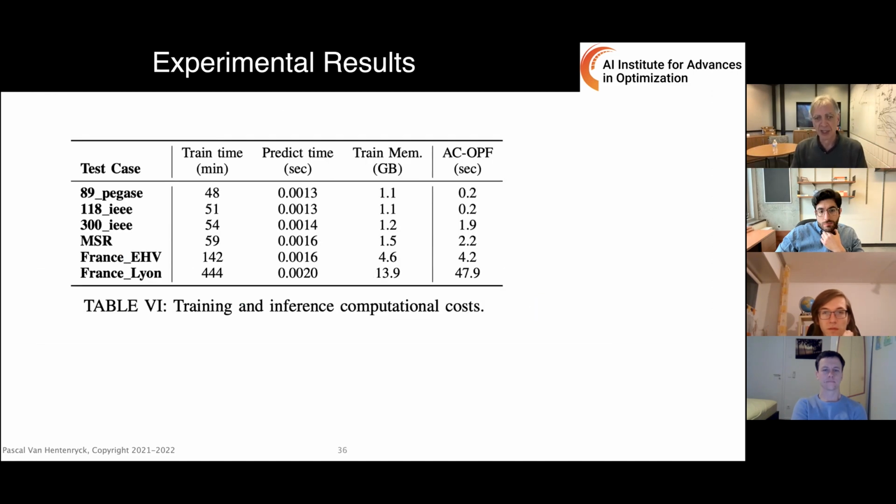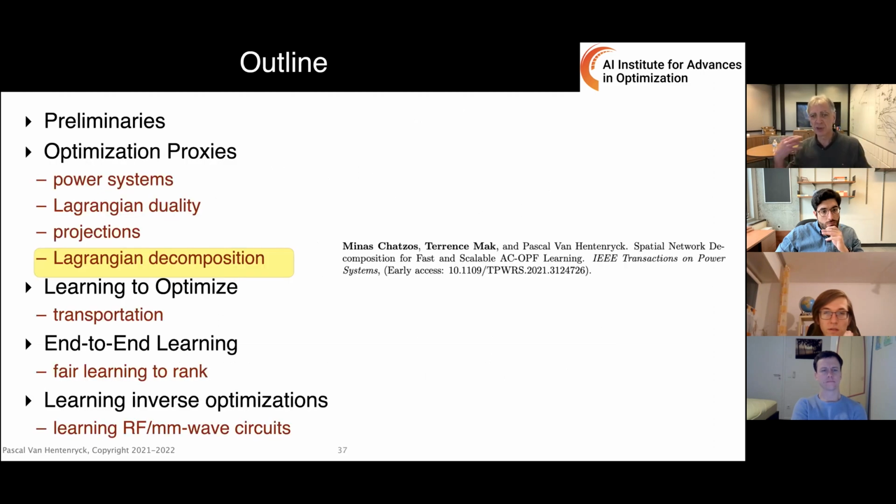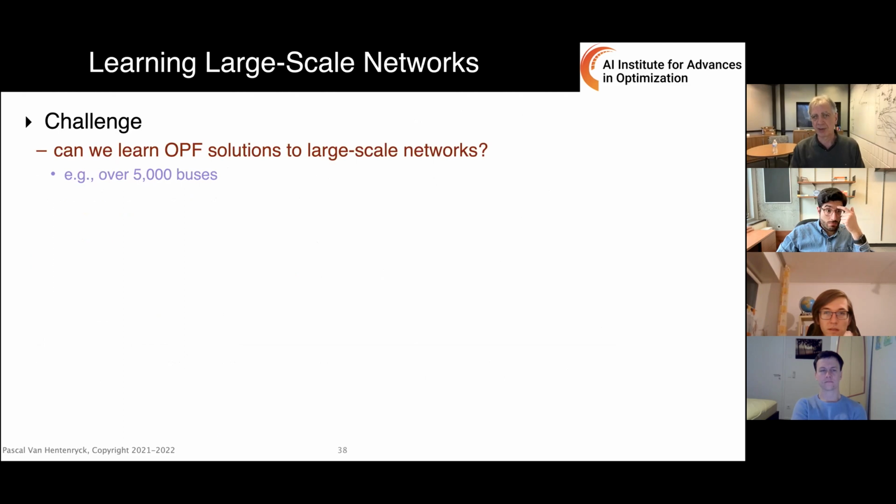need. Now, this is the time that it takes to train this network and the time that it takes to actually run the OPF. And one of the things which is a little bit worrying here is that when you get to this network here, they start to take a lot of training time. And what I want to do next is to show you another idea from optimization theory that can actually speed up that learning time tremendously. And this is this idea of Lagrangian decomposition.